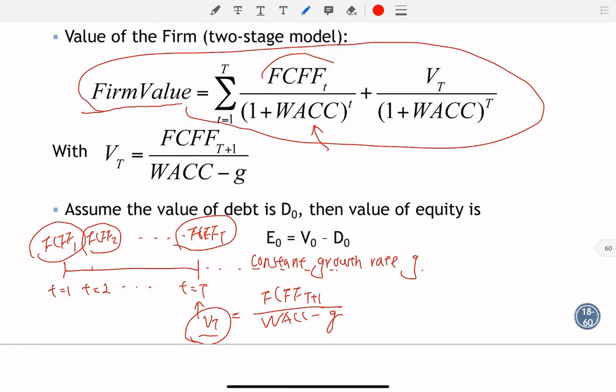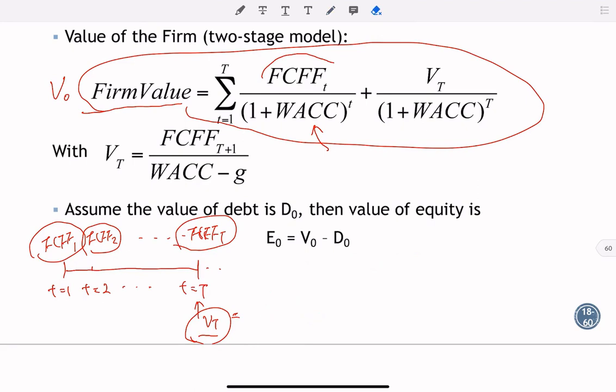And this basically gives us V0, right? That is the firm's value today. And how do you get the value of the equity? Well, we talked about this, right? You would want to use the value of the firm minus the value of debt. This gives you the value of equity.